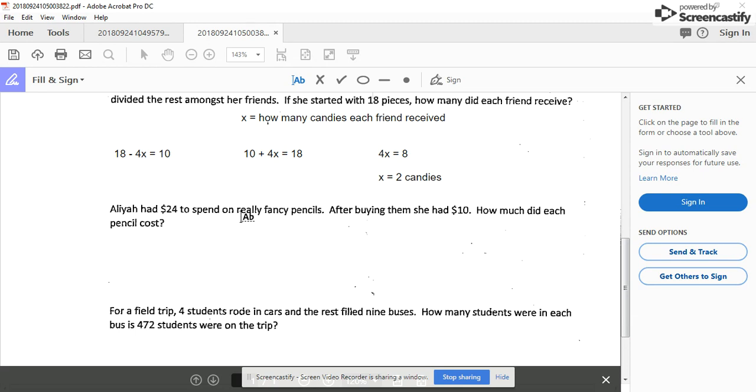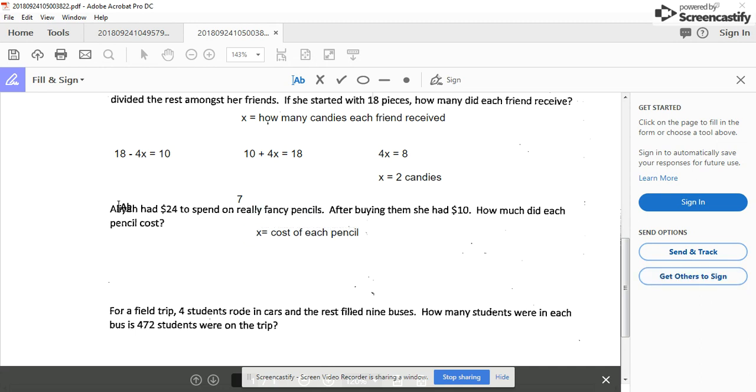Leah had $24 to spend on really fancy pencils. After buying them, she had $10. How much did each pencil cost? That is great, but we have no idea how many pencils she bought. I'm missing a piece of information. Let's insert the number 7 here: on 7 really fancy pencils, because otherwise there's 2 unknowns, the number of pencils and the cost, which is a problem. My apology. So now the unknown is just x equals cost of each pencil.